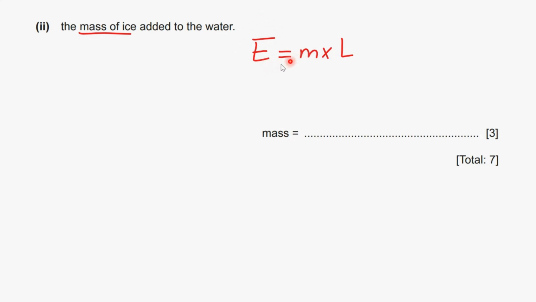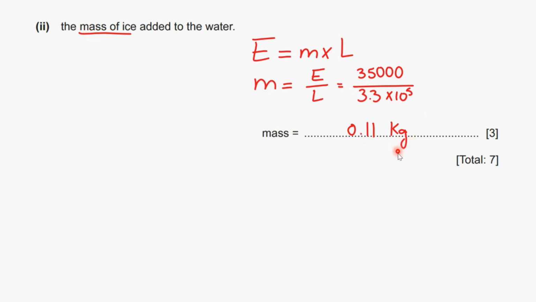So there's only one way to get the mass. We rearrange the equation: m equals E over L. E is 35,000, divided by 3.3 times 10 to the power of 5, which is the latent heat. Finally this gives 0.11, and do not forget the correct SI unit, kilogram. 1 mark is for rearranging the equation, and 1 mark for the correct substitution using this energy and the answer 0.11 with the unit.